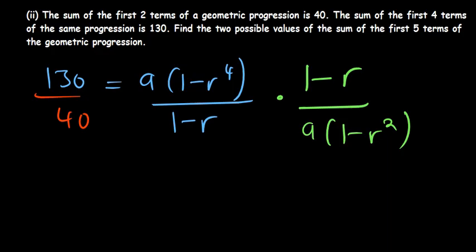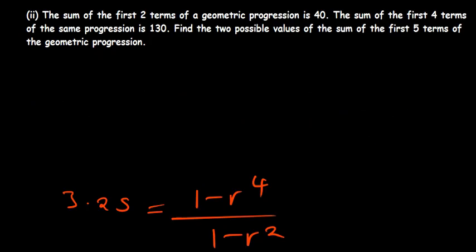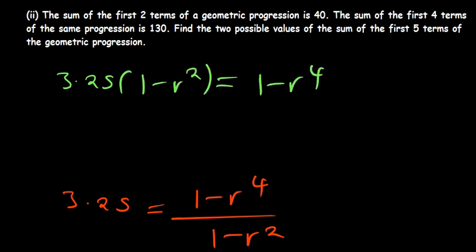So what happens when you divide? You get 3.25 on the left, this and that will divide, the a will equally divide, so you remain with 1 minus r to the power 4 and then 1 minus r squared. Okay, trying to simplify this, you can cross multiply. So we've got 3.25 multiplied by 1 minus r squared is equal to 1 minus r to the power 4.